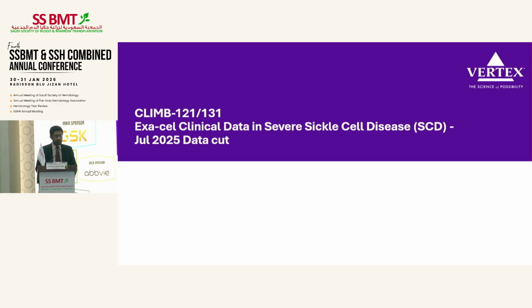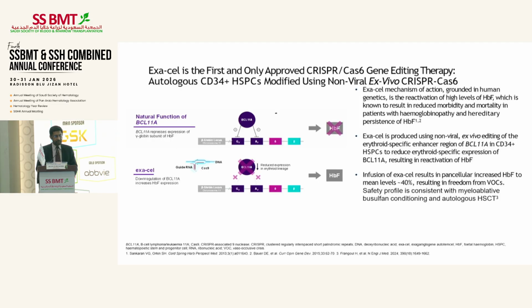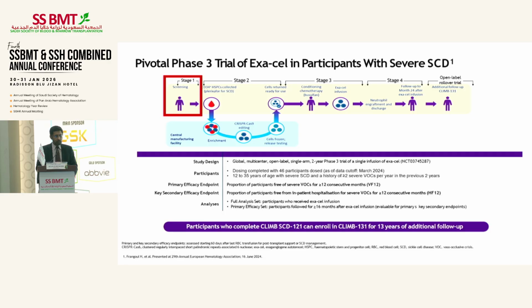So we'll go to the trial results, the CLIMB 121 and 131 of exa-cel. And basically here, the CRISPR-Cas is used to edit a gene called BCL11A, which inhibits hemoglobin F. And as you delete this gene, then the hemoglobin F is started to be produced more because this gene inhibits hemoglobin F production. So we've discussed this.